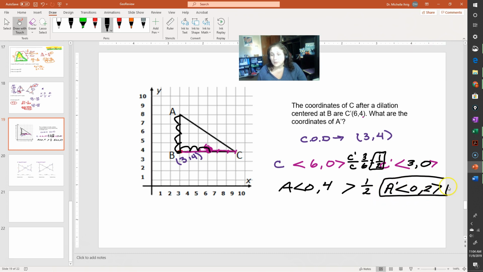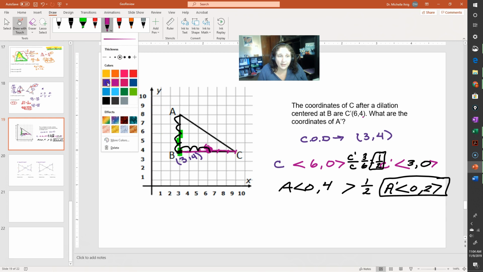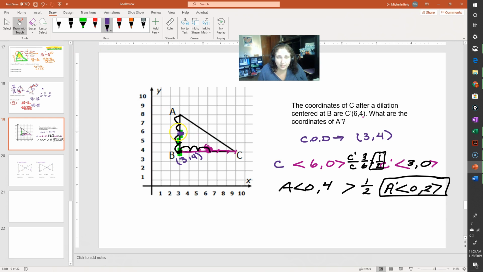Now, this is where they're going to try to trick you. They might have 0, 2 as an answer choice, but it would be wrong because 0, 2 represents the vector. So from B, I'm going to go left and right 0, and then I'm going to go up 2. So that means that my point of A prime is going to be right here, which is 3, 6. That's my answer. The point of A prime is 3, 6.